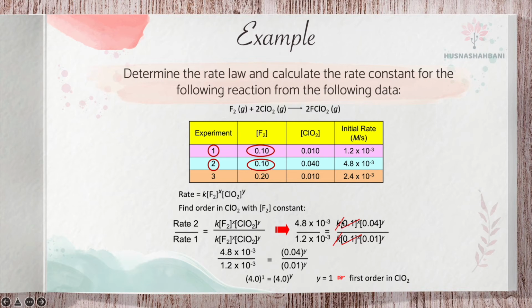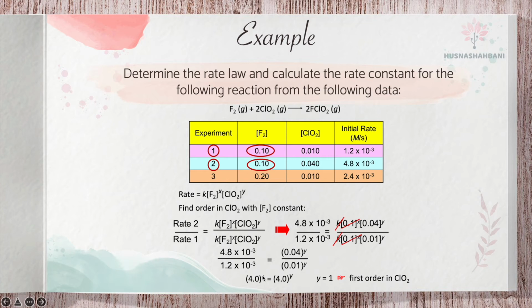So cancel out the value on top and below, which are the same, and then you will get 4.8 times 10 to the power of negative 3 over 1.2 times 10 to the power of negative 3 equals 0.04 power of y over 0.01 power of y. So if you divide 4.8 divided by 1.2, you'll get 4, and 4 is equal to 4 to the power of 1, and this one you'll get 4.